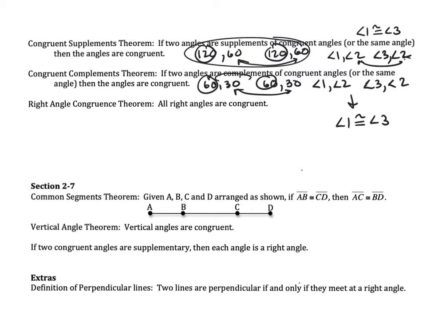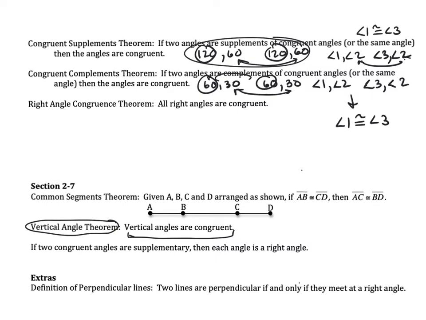Now, in the very last section, there are some theorems that come up, and we'll just mention them. Vertical angle theorem. We've talked about vertical angles. Vertical angles are congruent. The theorem says they're congruent, not the definition. So for a reason, it'll be vertical angle theorem, or vertical angles are congruent.